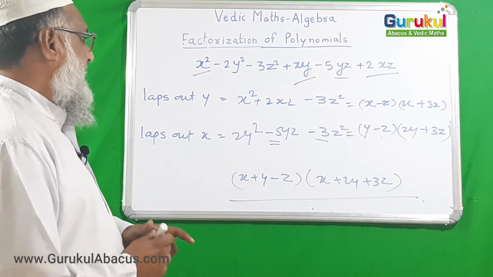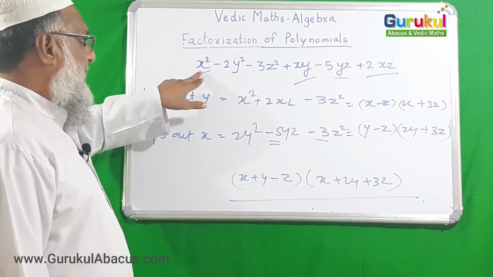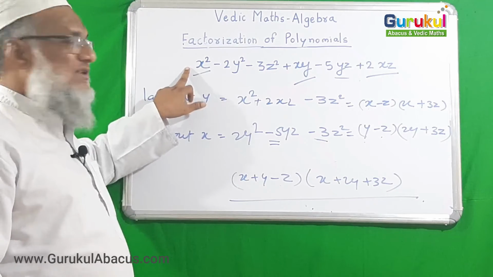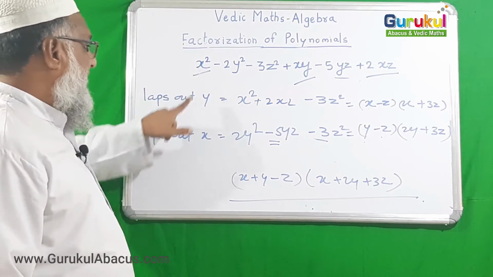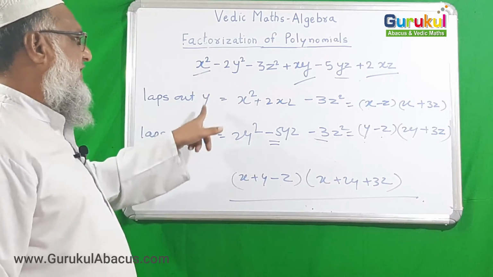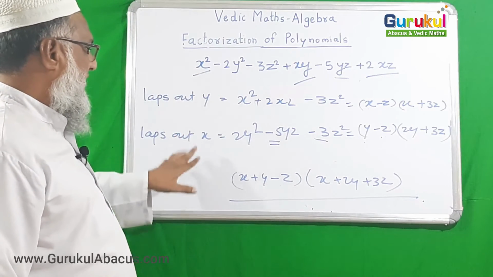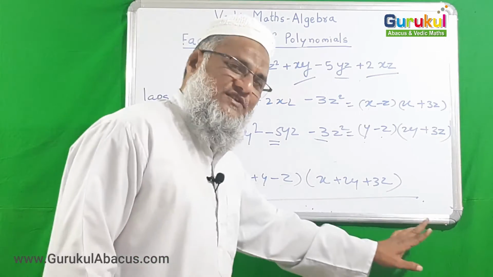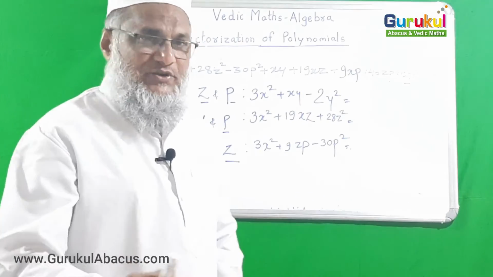Only here in this example, what did we learn? Which variable has 1 as a coefficient, meaning you are not seeing anything, that must be taken for lapsing. Here you could take y or z, that was your wish, but in this example compulsorily x has to be taken, so we have taken that and we have found this answer. Okay, thank you. Now we are solving one more example.